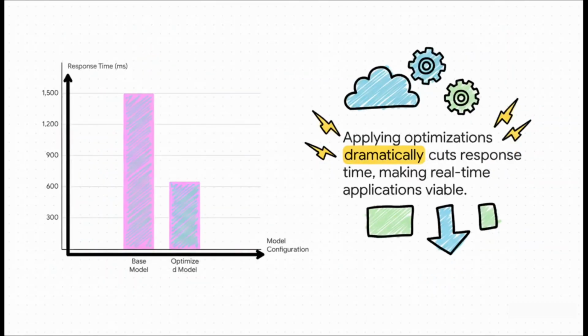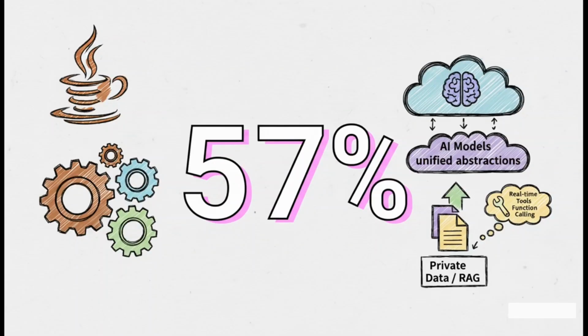And the impact of those optimizations isn't just a small bump. It is absolutely staggering. Just look at this. A base model might take a full second and a half to respond, but by applying those techniques we just talked about, we can slash that response time down to well under a second. Let's put a hard number on that. We are talking about a 57% reduction in latency. That is the difference between an application that feels slow and clunky and one that feels responsive and genuinely interactive. This proves that high performance isn't just some pipe dream, it's absolutely achievable.